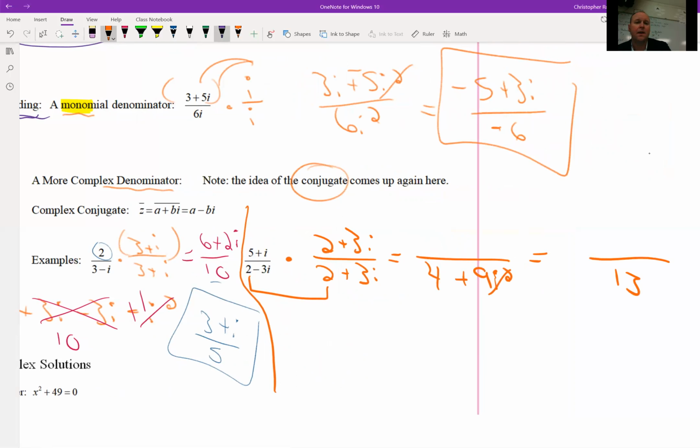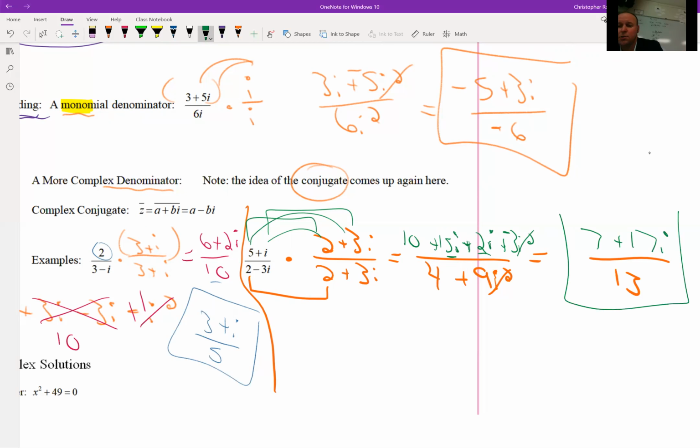That's a good thing. For the top, we're going to do a real FOIL. So I get 10 plus 15i plus 2i, and for last, I got plus 3i squared. Just double check, I feel like I did that quick and I messed something up. 10, 15i, 2i, and 3i squared. Hey, I did it right. So again, quickly make that negative 3. So I get 10 minus 3 is 7. And then I have 15i plus 2i, so plus 17i. 7, 17, and 13, there's no GCF here, so that means we're all done with that one.